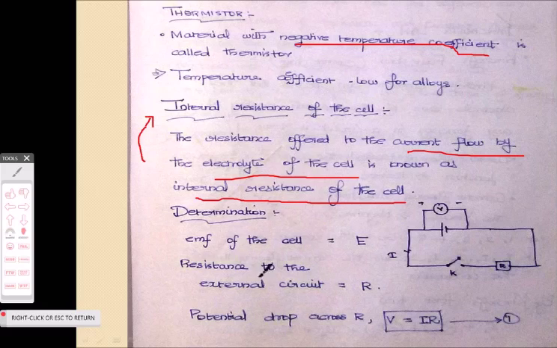So, determination of internal resistance. The EMF of the cell is E. The resistance of the external circuit is R. The potential drop across R is V, equal to IR. This is calculated from Ohm's law.